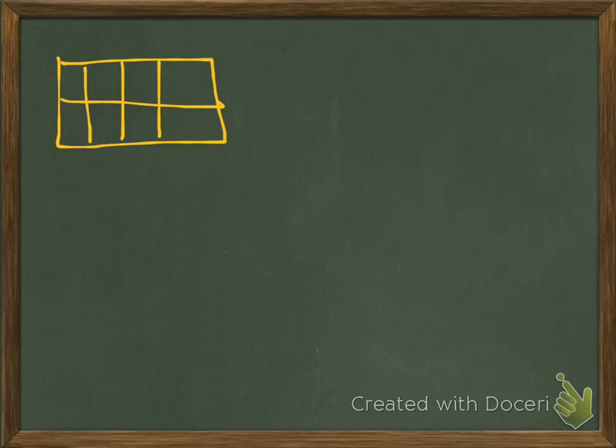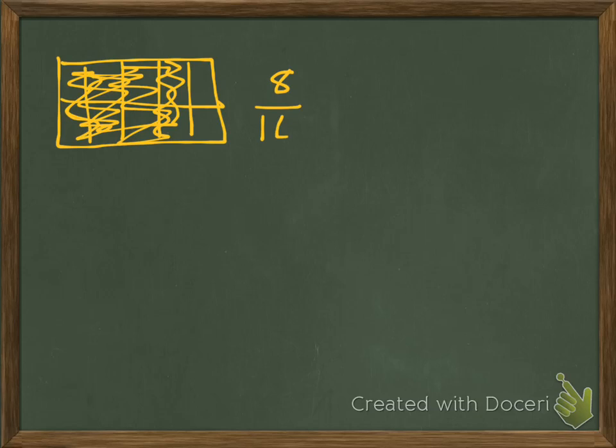Number 6. They want the probability of each of these different diagrams in decimal form. Alright, so here's the first one. Alright, so rather than going straight to decimal form, let's go ahead and do our fraction. What is our fraction here? 8 out of 10. There's 10 blocks, 8 of them are shaded. Alright, turn that into a decimal. What is 8 divided by 10? 0.8.